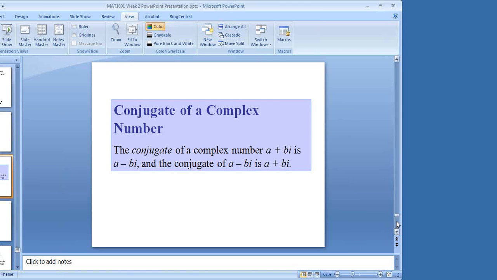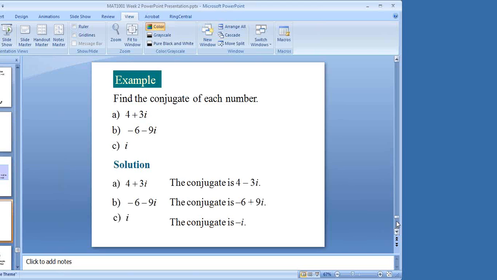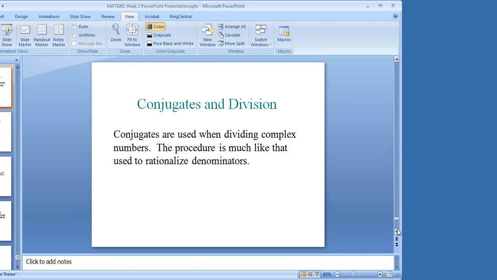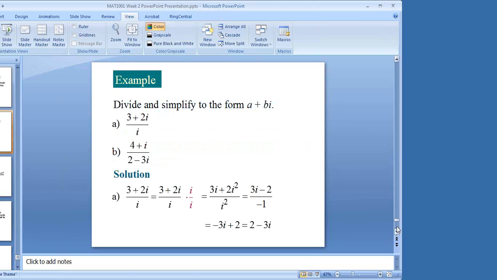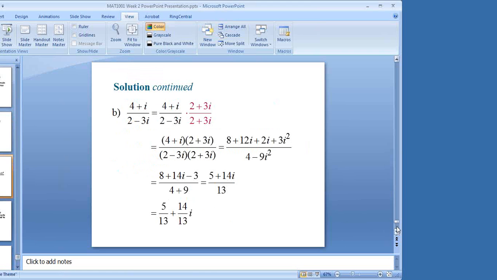And it's just an interesting thing that the conjugate is just, if you have a plus bi, the conjugate is a minus bi. Here's some examples of that, and some examples of how that would help you with division. Okay, but you're really going to work with this type of concept later, so don't worry about that right now.